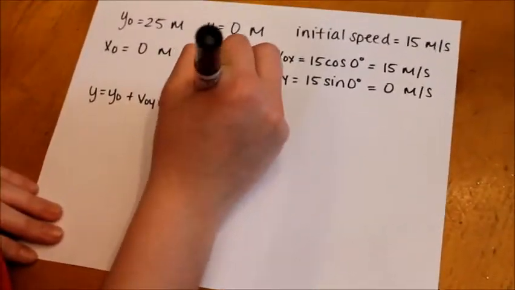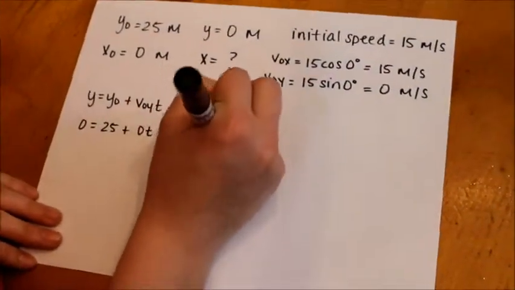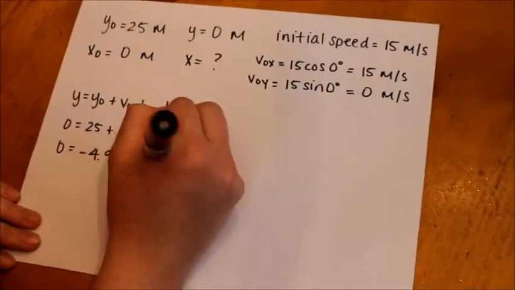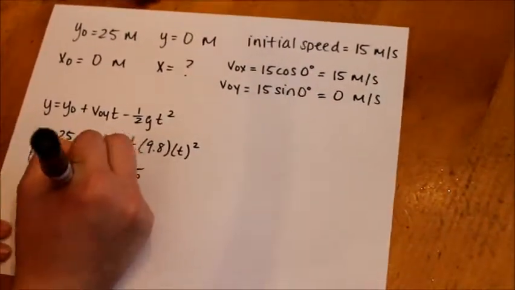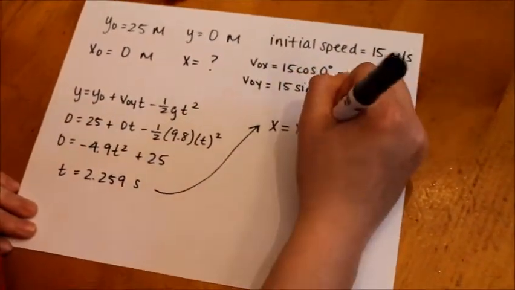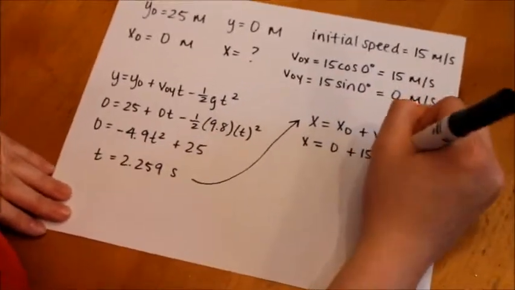Using an equation for vertical projectiles, we can find that the time it takes for the contestant to have a height of 0 meters, or hit the water, is 2.259 seconds. Now we can use that time in our horizontal projectile equation and find that the contestant splashes into the water 33.89 meters from the catapult. Ouch.